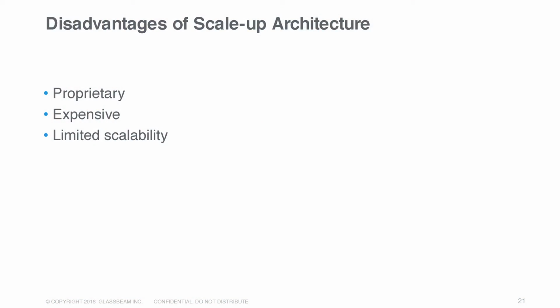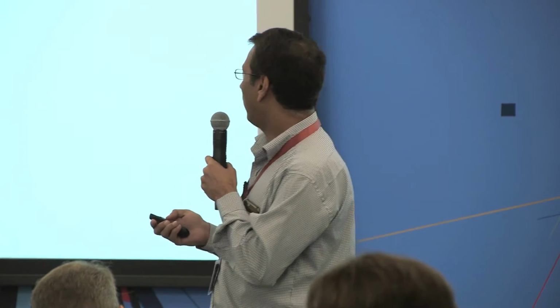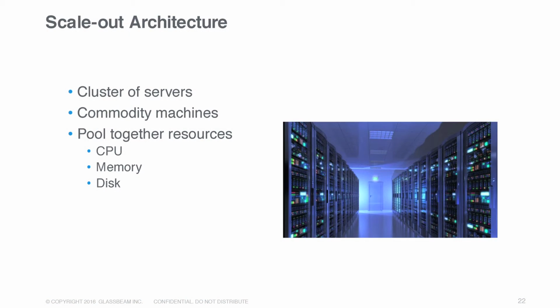But scale-up architecture has its own disadvantages. The first one is that generally these are hardware machines that have proprietary architecture, and as a result, they are very expensive. Not everybody can afford them. And the other issue is even if you could afford them, they still provide only limited scalability, right? So even if you have 10 terabytes of memory in a single box, what if you have hundreds of terabytes of data that you want to process? Still, you can't do it with one box.